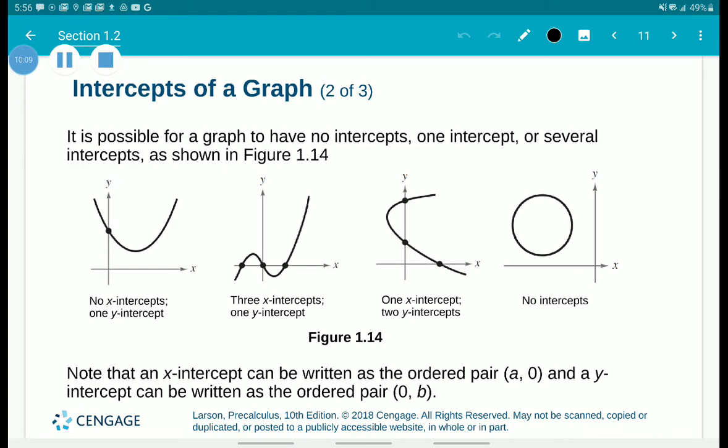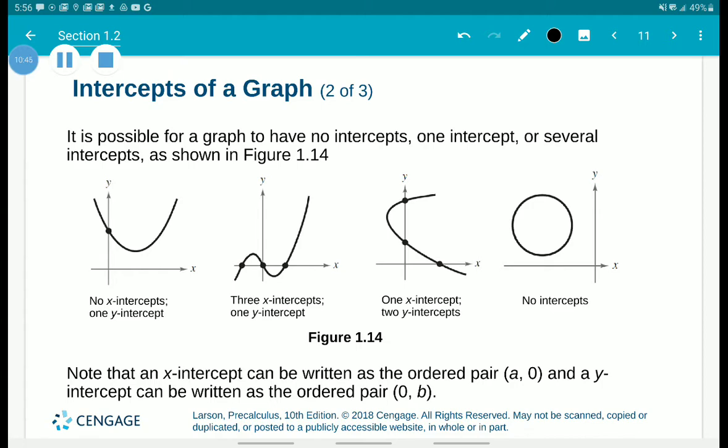So let's look at a few pictures. Now, it's possible that we may not have any x-intercepts or y-intercepts. We could have one intercept. Maybe we have just a y-intercept or just an x-intercept. Or we could have several going on. So let's look at that first picture. That first picture is what's called a quadratic function. Notice that it's not crossing that x-axis at all, but it does cross the y-axis at one point. So we would say this does have a y-intercept, but no x-intercept.